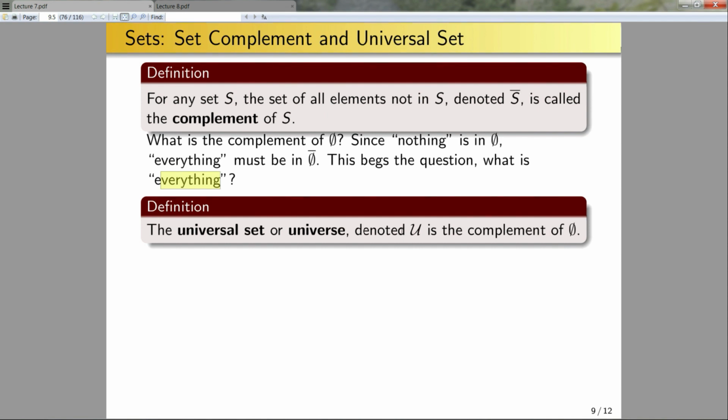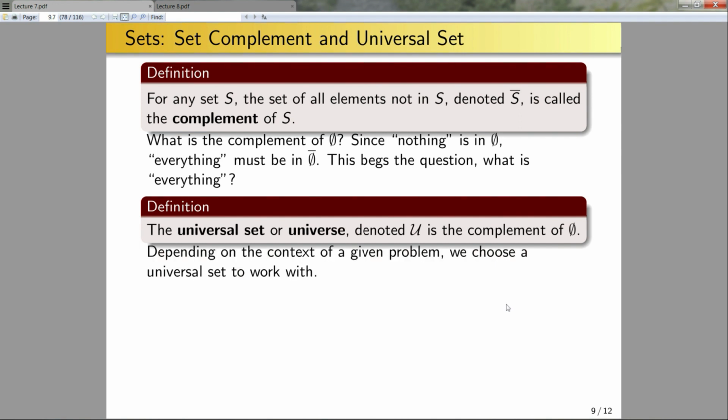So what is U? Well, U will depend on what you are talking about. So depending on the context of a given problem, we're going to pick a universal set to work with. There is no global universal set that works in all cases. So now in particular, depending on the context, I will often pick the universal set to be the domain of discourse. So what is the domain of discourse? Well, the domain of discourse is the domain that I'm kind of talking about for that problem or for, say, that paper or that book or whatever.